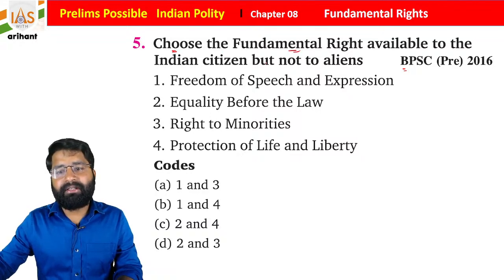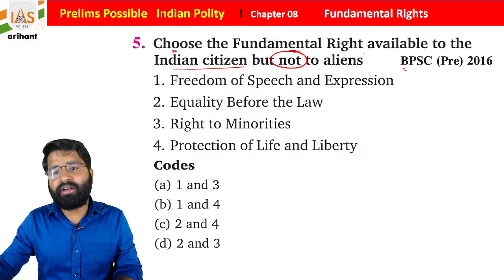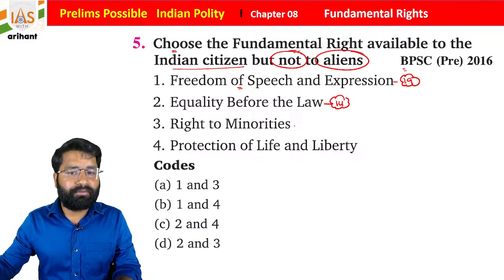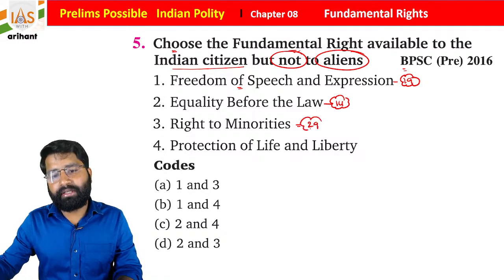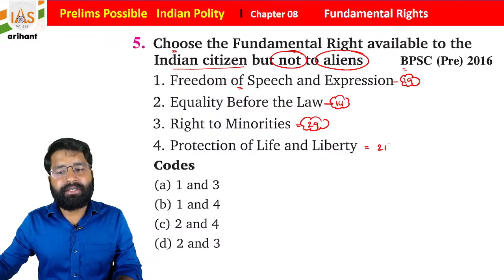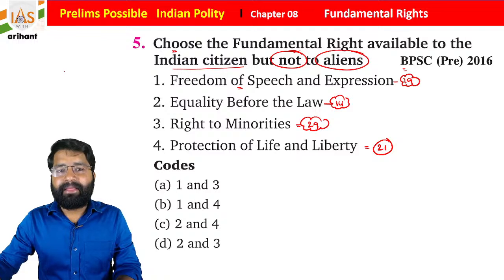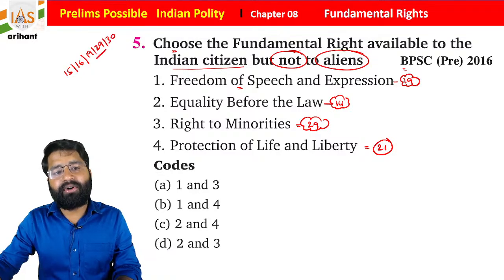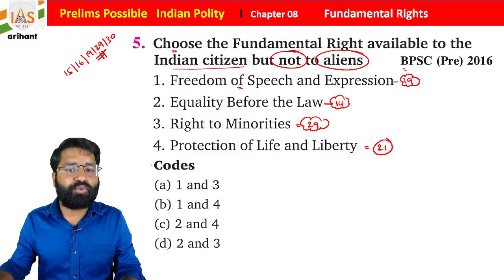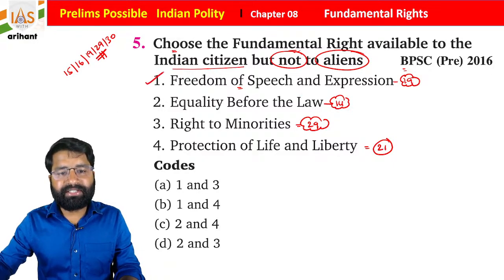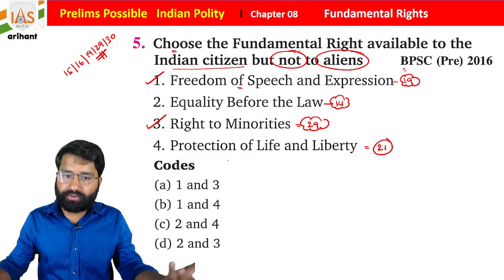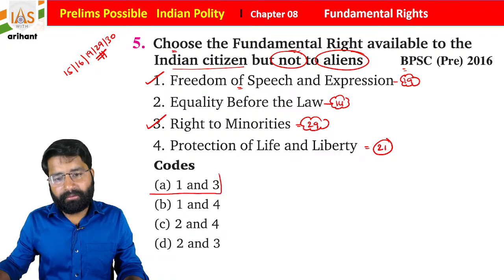Choose the fundamental right available to Indian citizens but not to aliens. Freedom of speech and expression under Article 19, equality before law and equal protection of law under Article 14, right to minorities under Article 29, and right to protection of life and liberty under Article 21. As you know, students, there are a few articles, 15, 16, 19, 29 and 30, which are only available to Indians, not to foreigners or aliens. So statement 1 and statement 3 are only available to Indians, not to foreigners. So we will go with option number 1, students.